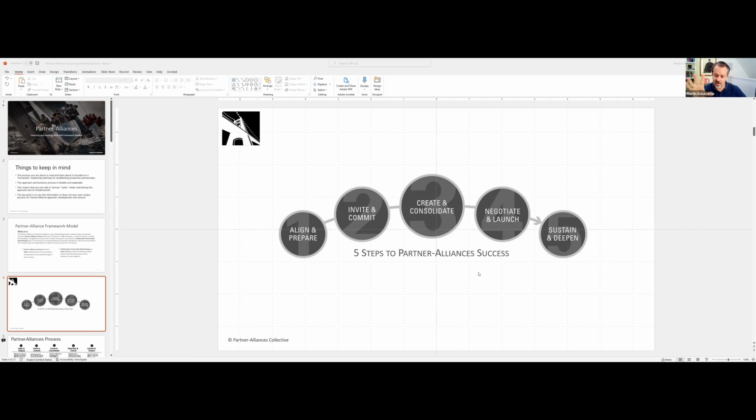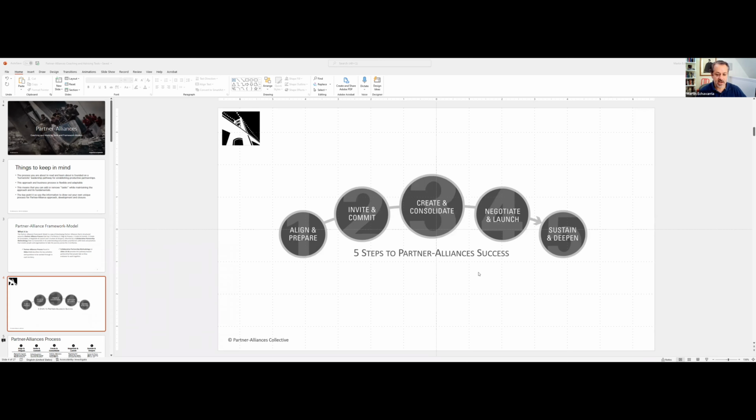These are just 5 steps, and we will over time drill down into each one of these, getting Kai's experience and expertise around channel alliances in the tech industry. The first one, align and prepare, basically is aligning the strategy of your partner alliances with your corporate strategy. Many steps there we'll go through over time.